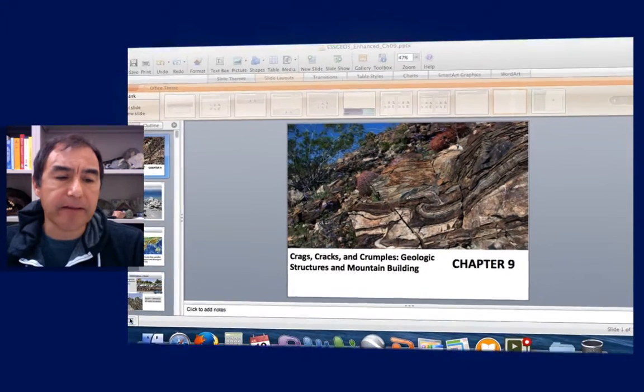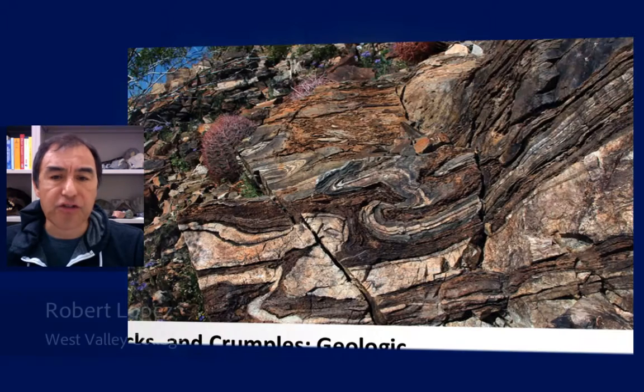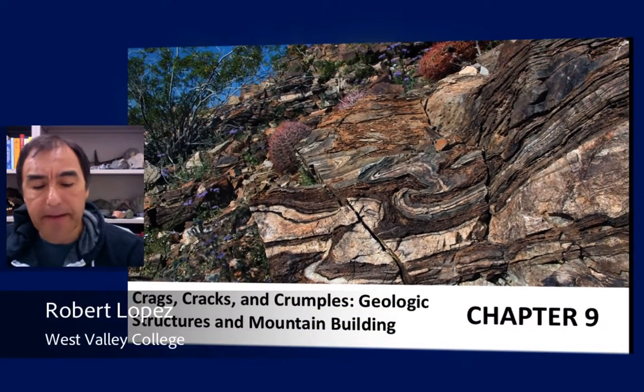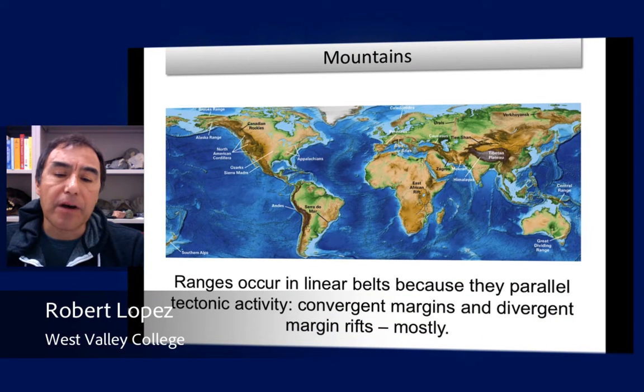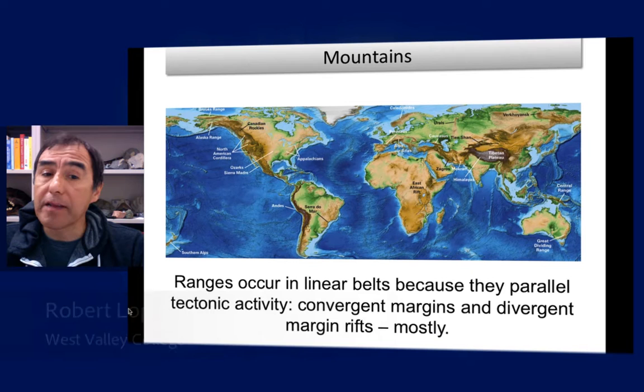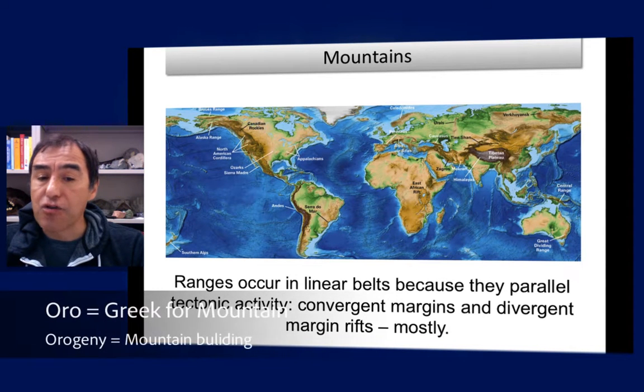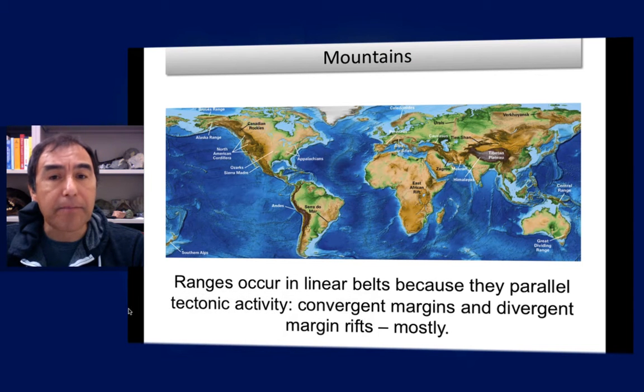I am Robert Lopez, and today I want to start Geologic Structures, which is Chapter 9. And one thing about geologic structures, many of them are related to mountain building. And so one of the words we'll learn about in this chapter is orogenesis, or the word orogeny. And the prefix oro in Greek means mountain, right? And then obviously genesis or geni means the genesis or the origin of these mountain ranges.